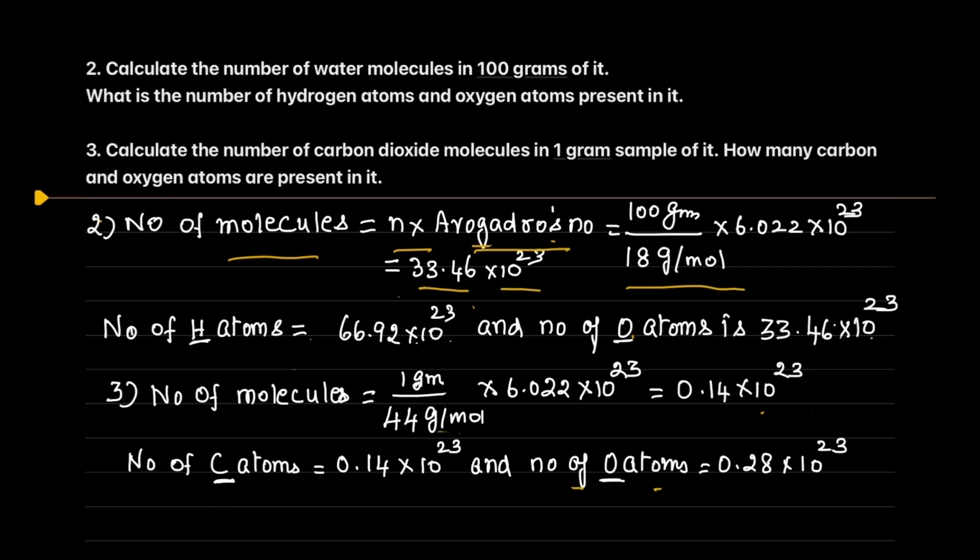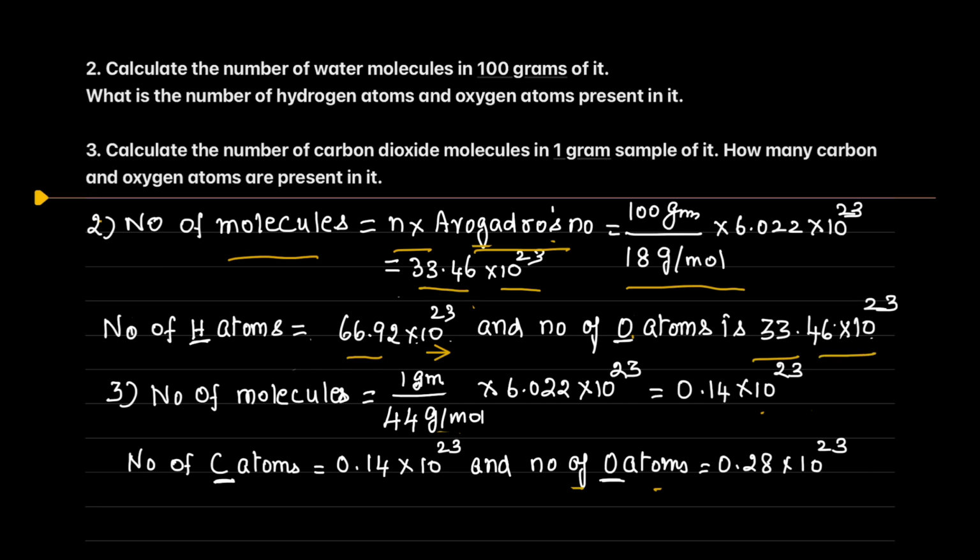The second half of the problem is: what is the number of hydrogen and oxygen atoms present in it? The number of hydrogen atoms is twice the number of water molecules, since one molecule of water contains 2 atoms of hydrogen. That comes to 66.92 into 10 raised to the power of 23. Whereas the number of oxygen atoms is the same as the number of water molecules, equal to 33.46 into 10 raised to the power of 23.